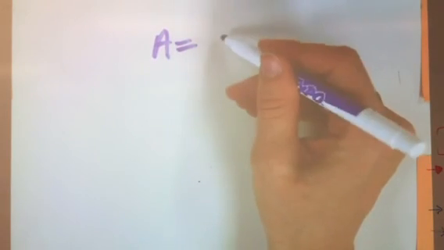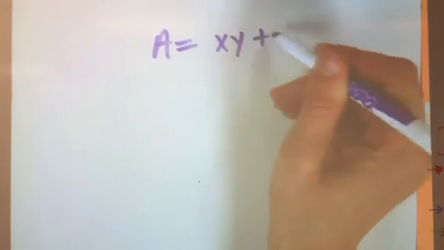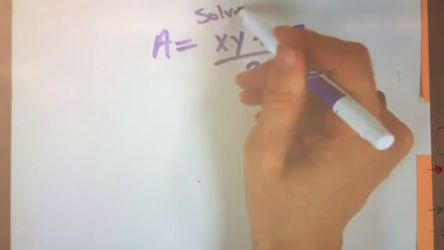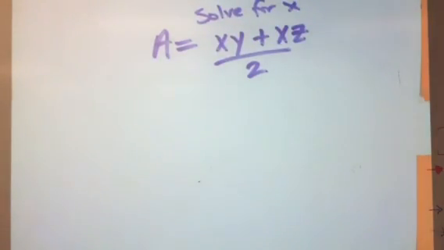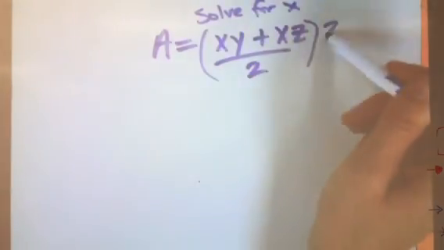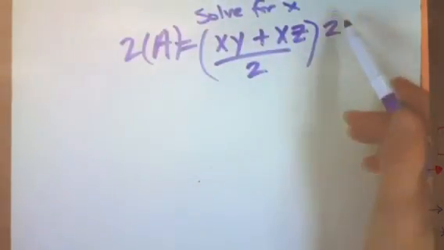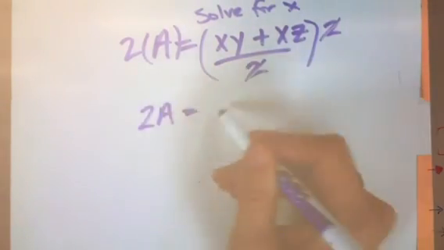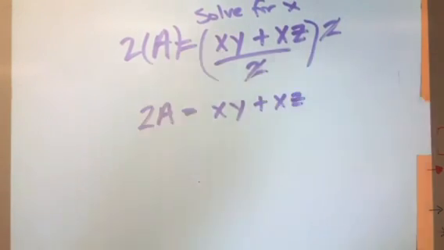One more example before we close. I am going to do A equals xy plus xz divided by 2. And let's solve for x. Well, the number divide by 2 is the first thing I would cancel here because it's easy to say let's multiply both sides by 2, 2 on top will cancel that 2 on the bottom. So I have 2A equals xy plus xz.